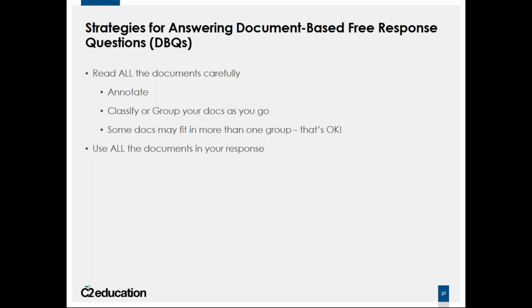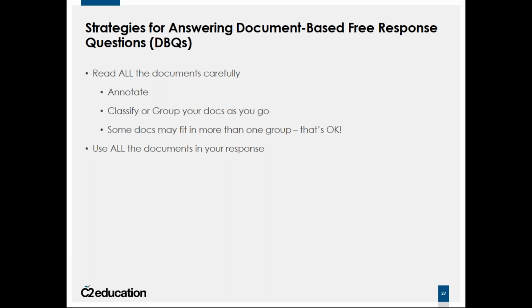Use it. As you go through it, classify, right? A lot of times, a lot of the documents will sort of fit into groups that are connected, and make sure that as you're going through it, as you're reading it all, you're saying, okay, hey, document 6, oh, that's very similar to document 1. I'm going to write a little note down there on the bottom.